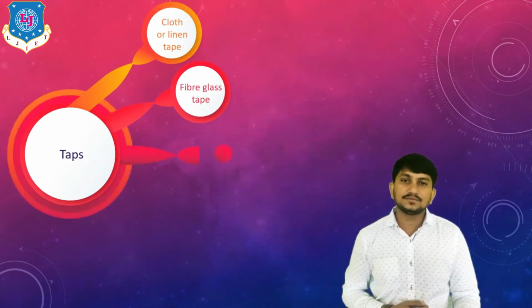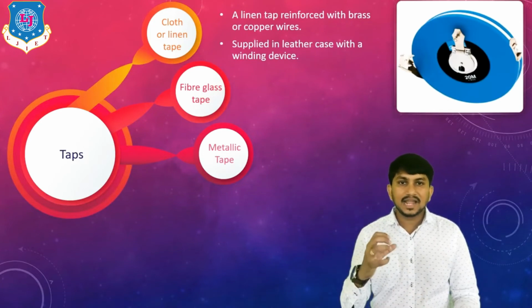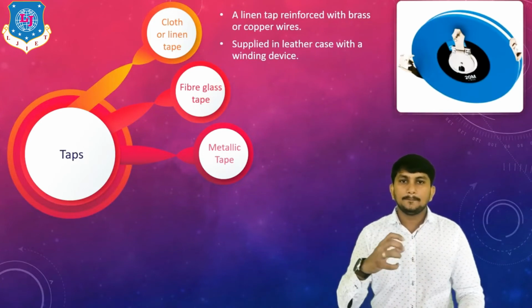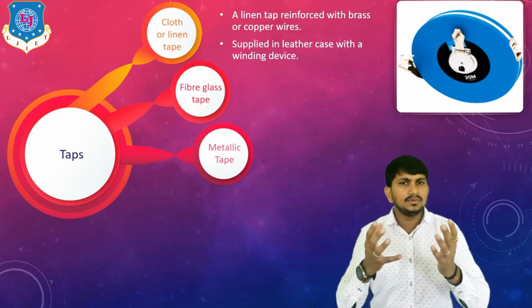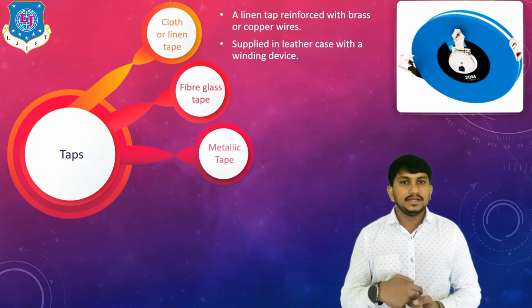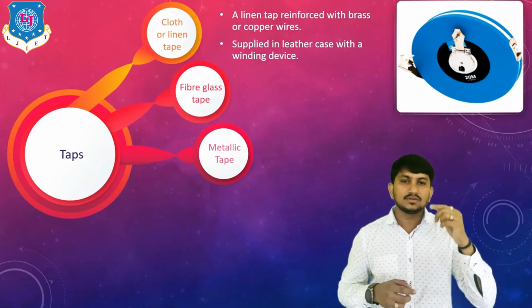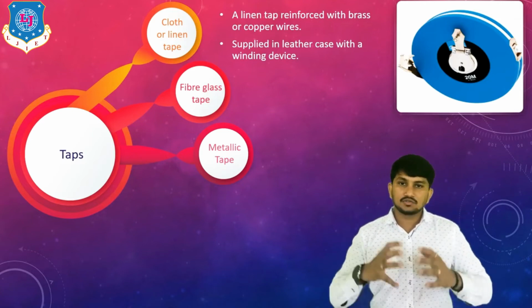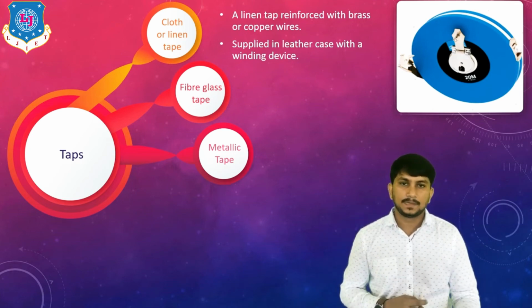Now, next type of tape is metallic tape. A linen tape reinforced with brass and copper wires is called metallic tape. So, it's one type of linen tape including metallic wires. It is supplied in a leather case with a winding device. This is called the metallic type of tape. It is stronger than cloth tape and fiberglass tape.